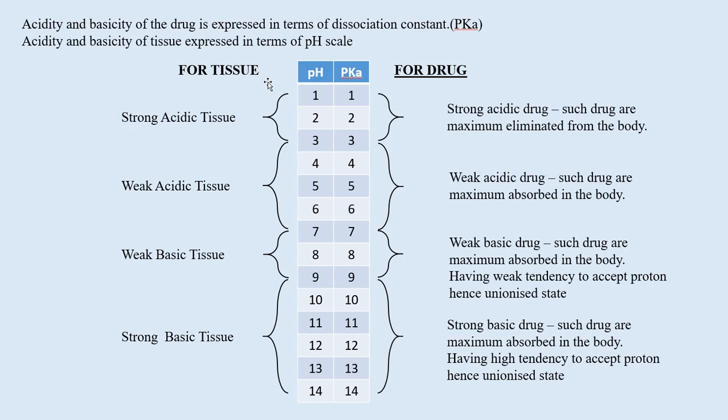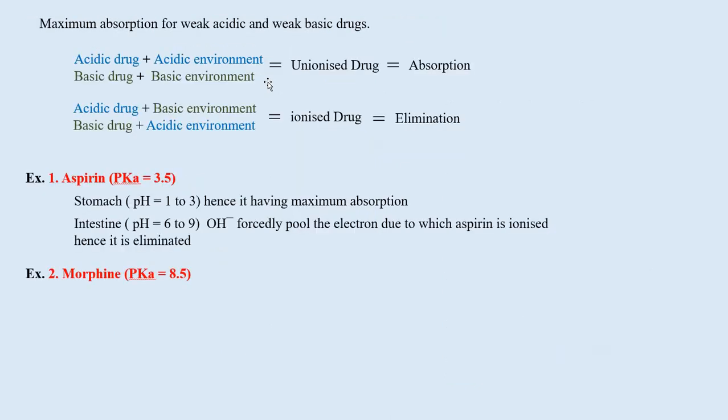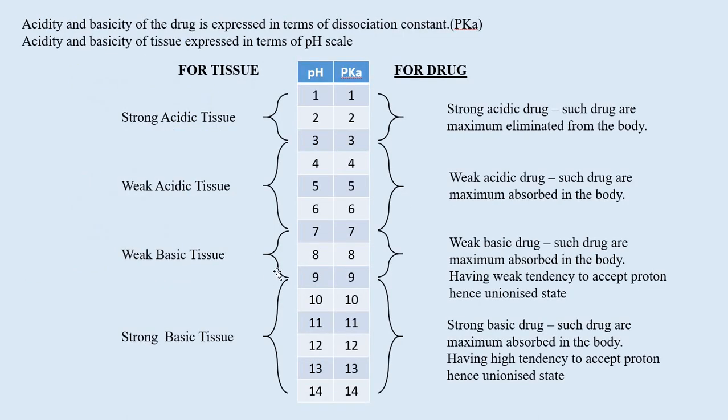Based on that scale, we divide the whole set of drugs into four categories. First one is the strong acidic drug. Second one is the weak acidic drug. Fourth one is the weak basic drug, and the last one is the strong basic drug. Okay. So these are the four categories, and among them only two categories are most widely used. Whatever drugs we are studying, they all come under only two categories.